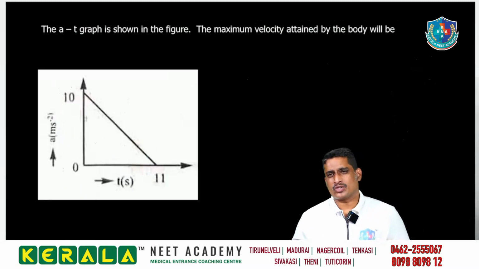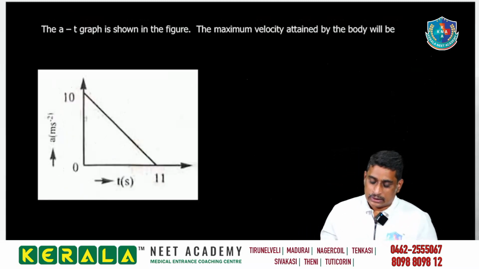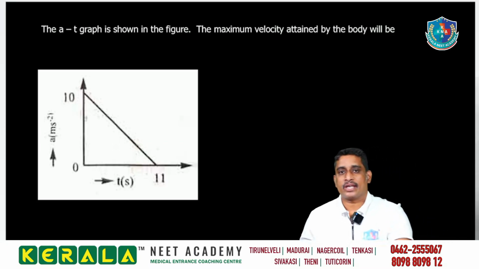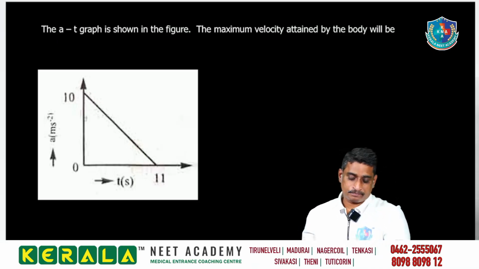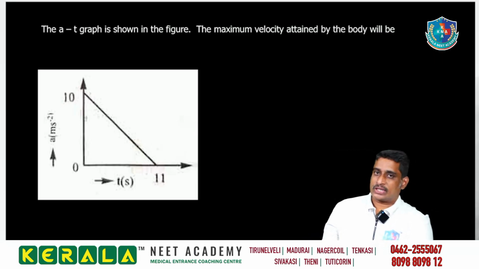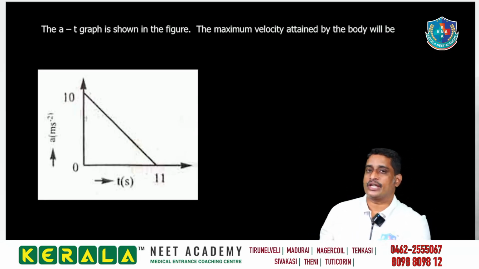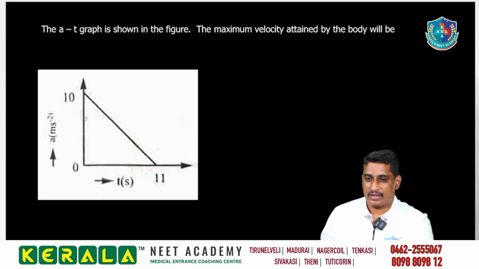Look at this part. It is also one simple example. It is the graph given. In this case, it's a graph given between acceleration and time. The maximum velocity attained by the body, they're asking us to find out. We know that the area under acceleration time graph represents change in velocity of the particle.